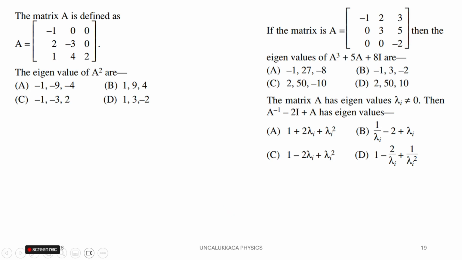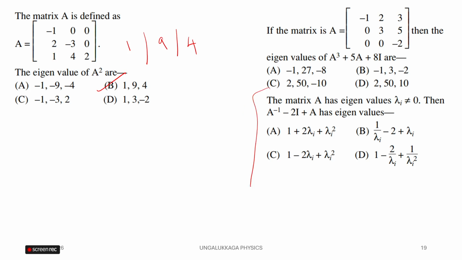Then the matrix A is defined as, please note it down, a lower triangular matrix. For the case of lower triangular matrices, the diagonal elements are nothing but the eigenvalues. So for A square, we have minus 1 squared is 1, we have 9, and we have 4. So 1, 9, 4 are nothing but the squares of the eigenvalues. And if the matrix A is given as an upper triangular matrix, then they asked to find A square plus 5A plus 8I. So try this and comment the answer in the comment box.